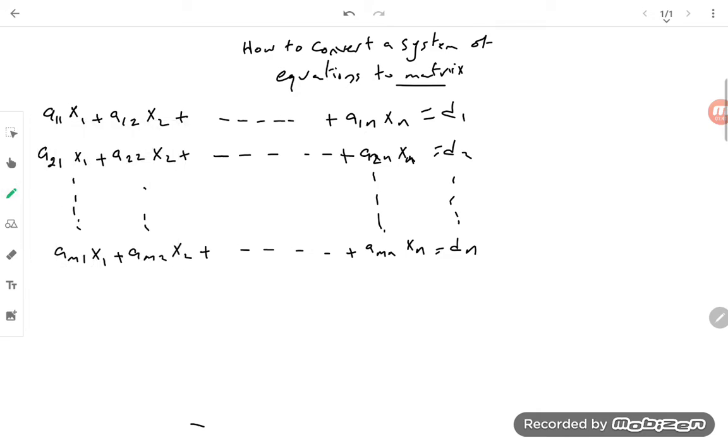We can read this matrix as, for example, A12, which means this is in the first row, second column. So these numbers refer to the location or the place of the element in the matrix. Row number 1, column number 2. This is row number 1, column number 1. So we can convert this system of equations to the following matrix.